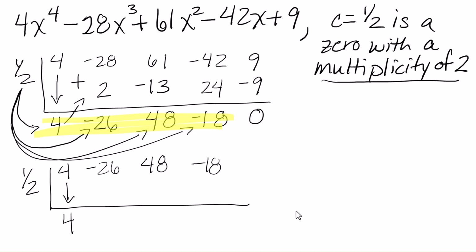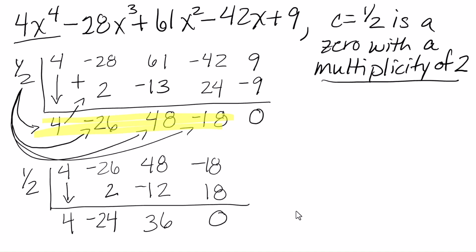Following that same process, 1/2 times 4 is 2. I add those up to get negative 24. 1/2 times negative 24 is negative 12. I add that up, get 36. 1/2 times 36 is positive 18. And when I add those two up, I get 0. There, we have used it twice.